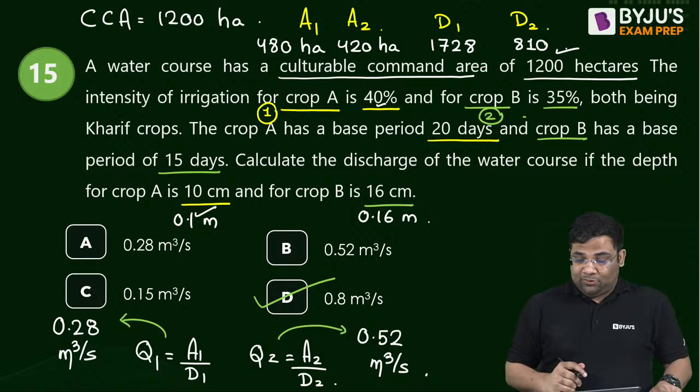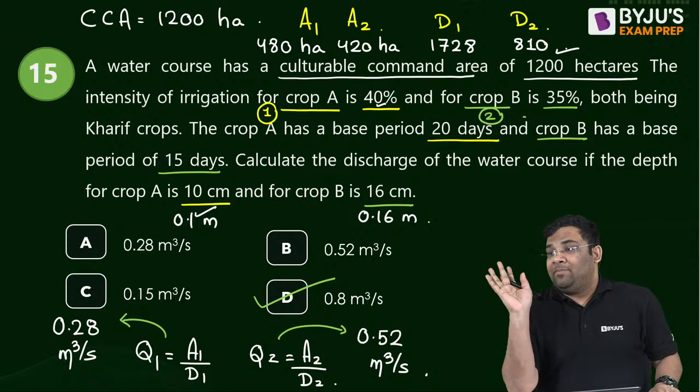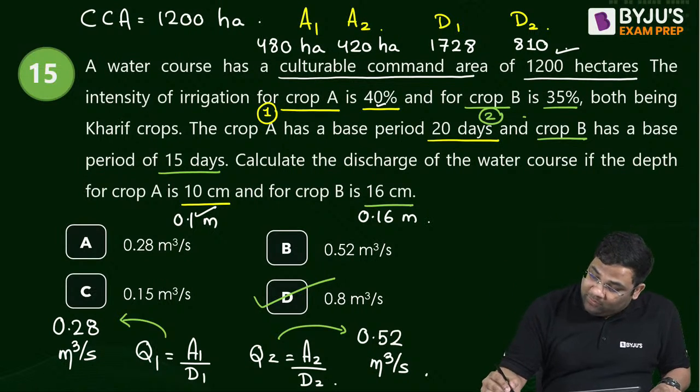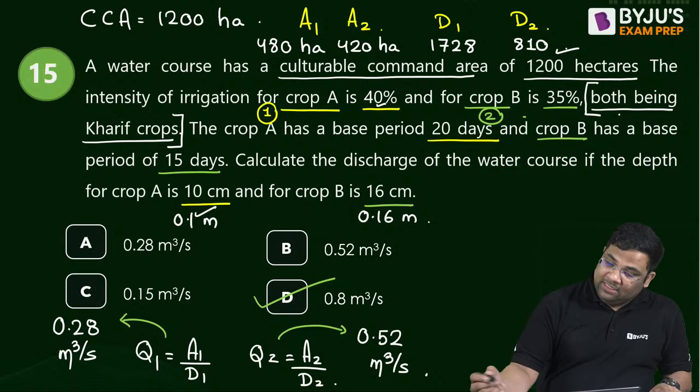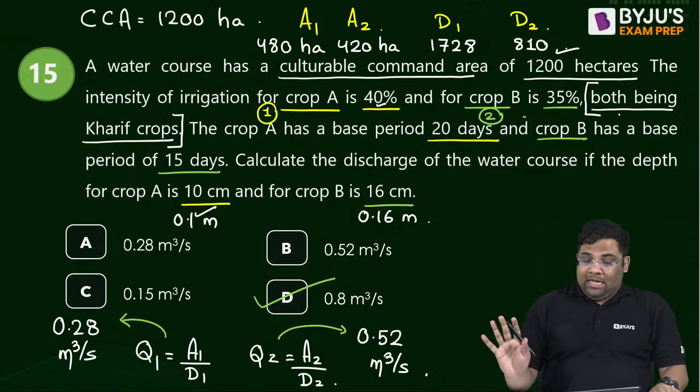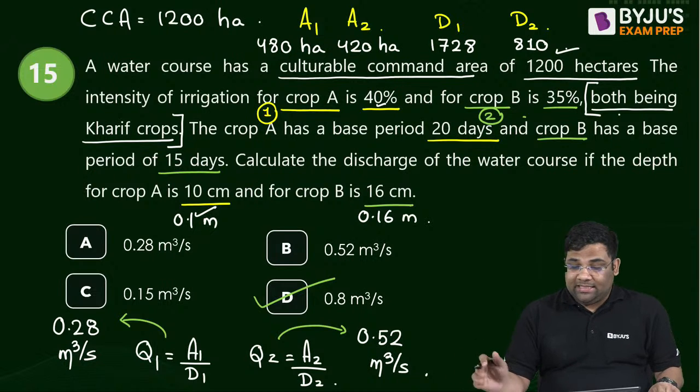Everybody understood these steps or not? Both being kharif crops, this line was written to you. Understood everyone how to solve this type of questions?